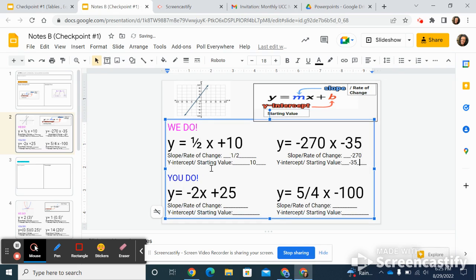Okay, so make sure you fill those out. These bottom two, those are your you do problems, so you can try them on your own. And that is it for video 1. If you need help, please call me over or I can check your answers. Watch video 2 for our exponential equations.